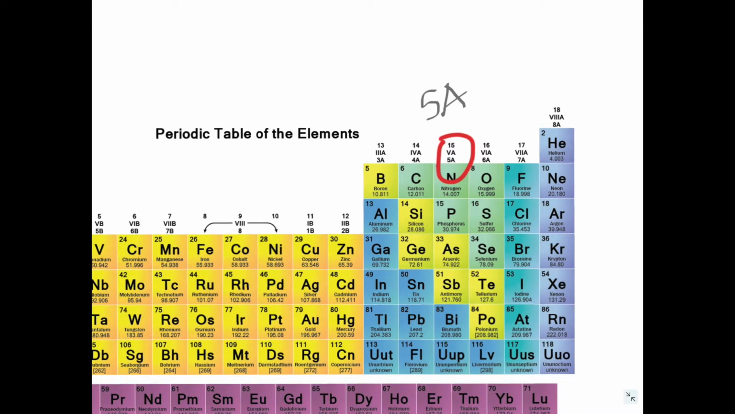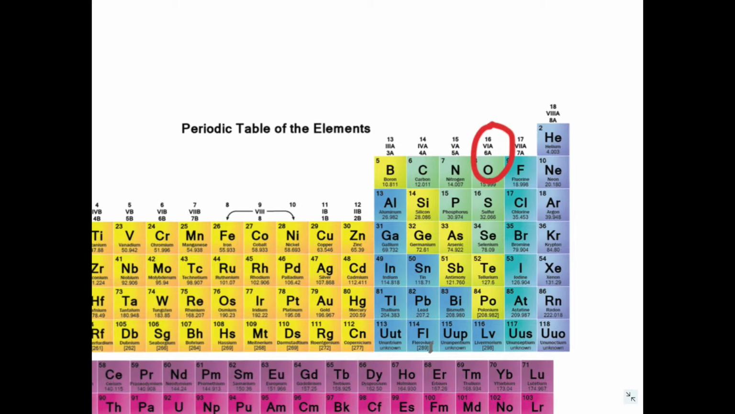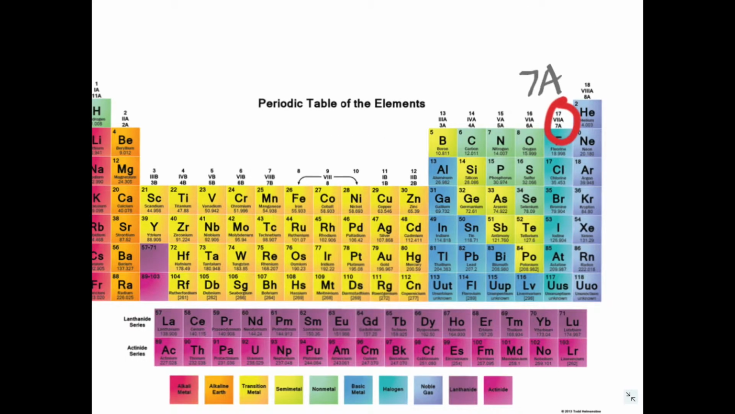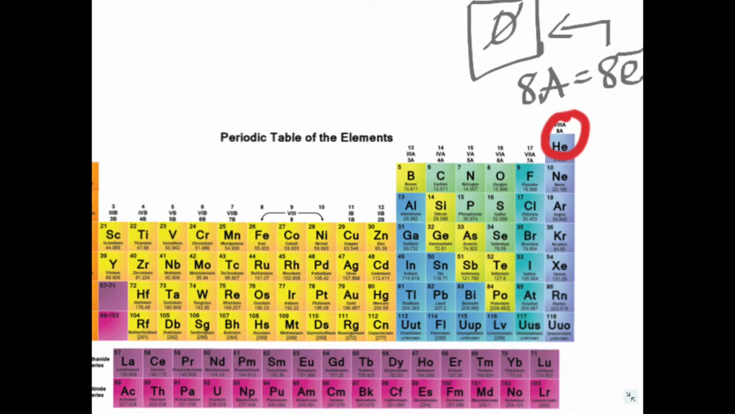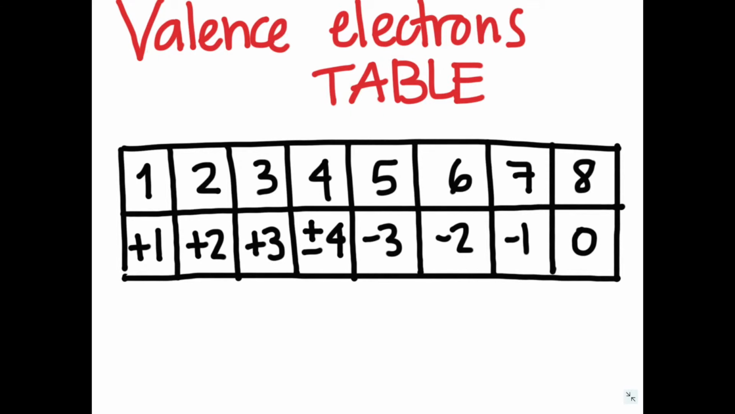Then 5A changes, is 5 valence electrons and you will have -3 of ionic charge. Then 6A is 6 valence electrons and -2 of ionic charge. And then 7A, it will have 7 valence electrons and -1 of ionic charge. 8A are noble gases and they are completely neutral, so that will be 8 valence electrons and 0 of ionic charge. So this is the valence electron table for you to see it more clear.